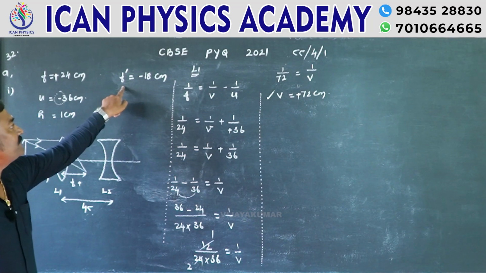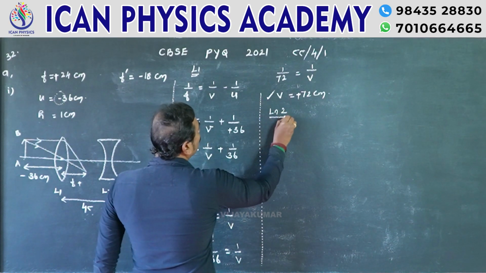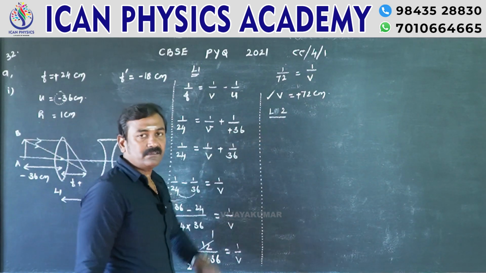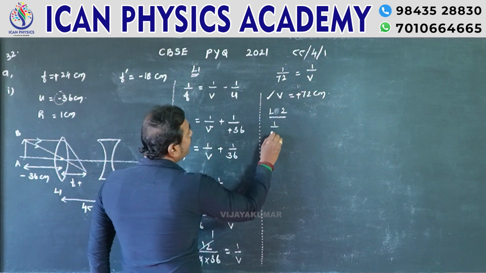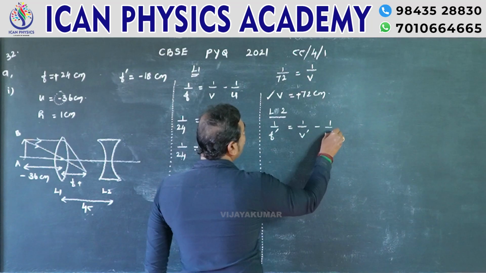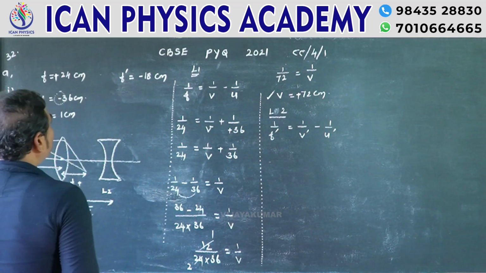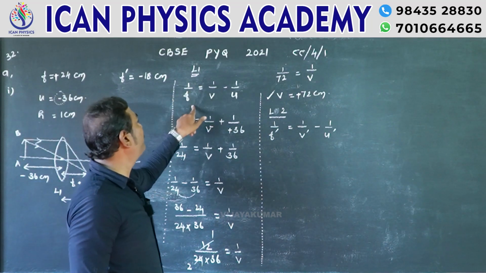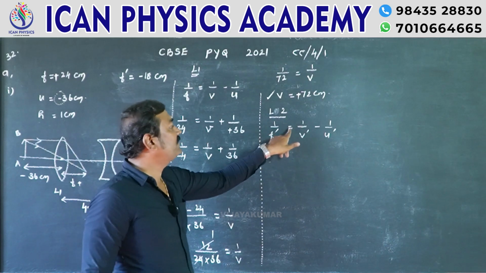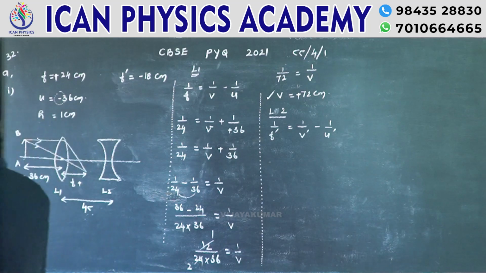So for the concave lens, we know only f dash. For lens 2, it is taken as L2. So 1 by f dash equals 1 by v dash minus 1 by u dash. So this is the formula. The same formula is modified. Here 1 by f equals 1 by v minus 1 by u. Here 1 by f dash equals 1 by v dash minus 1 by u dash.